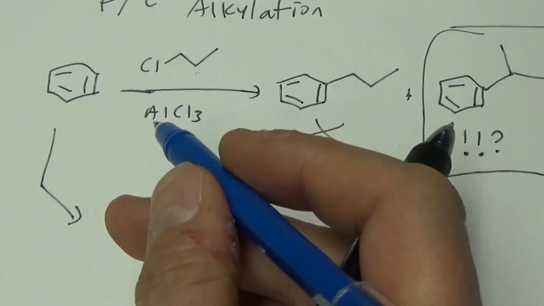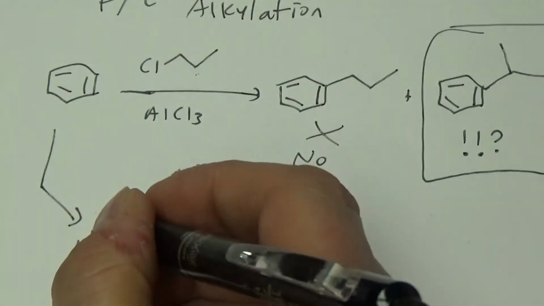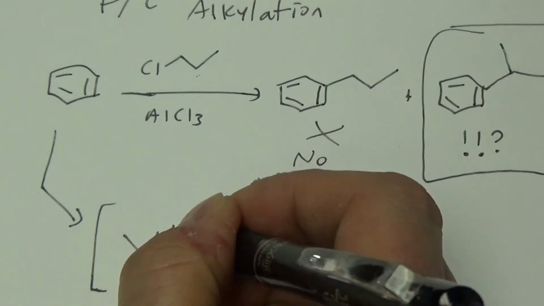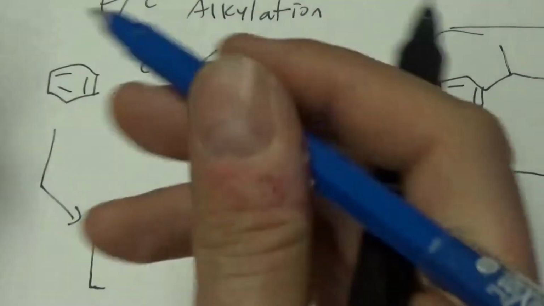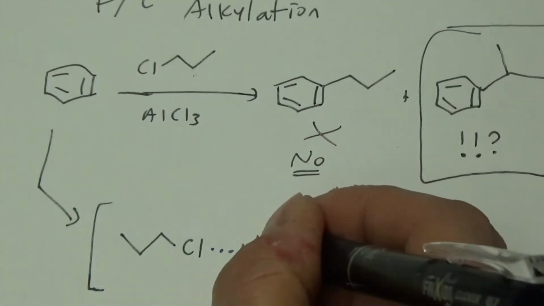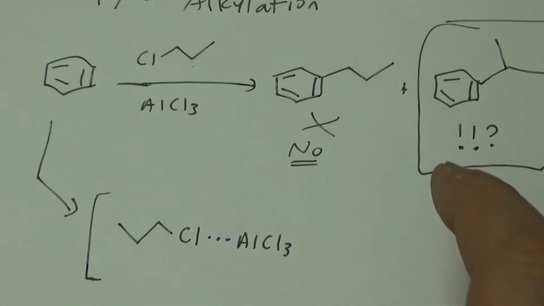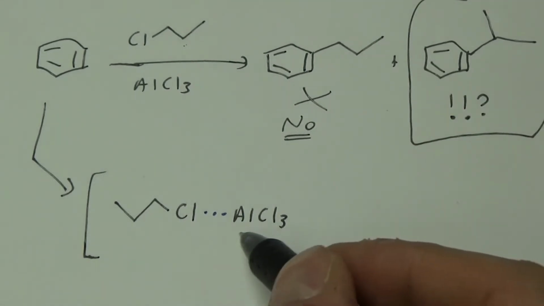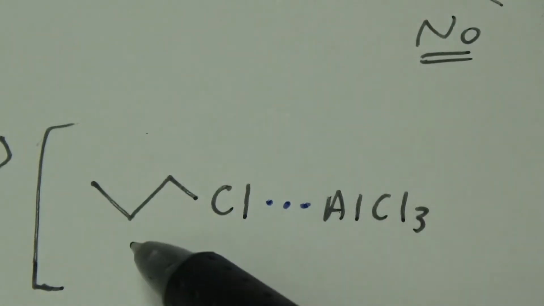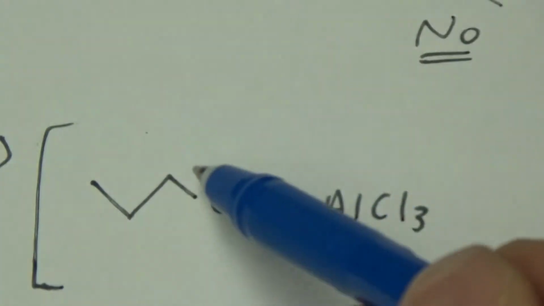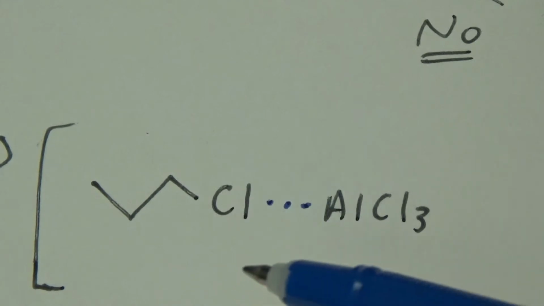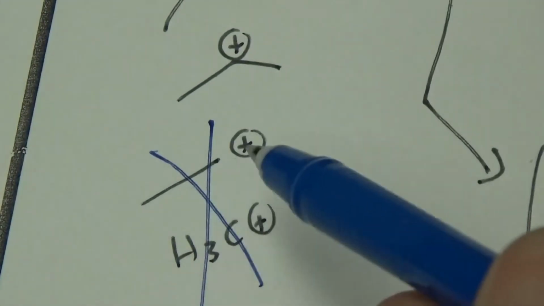Alright, so how does this all happen now? Let's redraw the propyl chloride, and we're going to have it talking to the aluminum trichloride, like always. So there's this interaction. It's like a Lewis base, Lewis acid interaction. You cannot directly form a carbocation. We can't just say the bond jumps, because that would make a primary carbocation. And primary carbocations are not good, right?